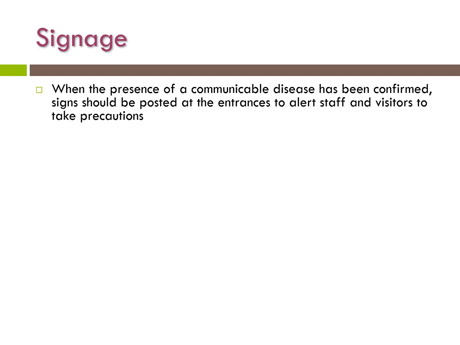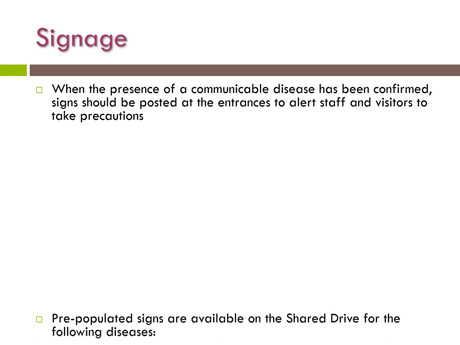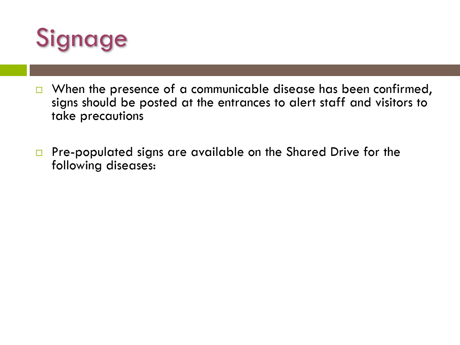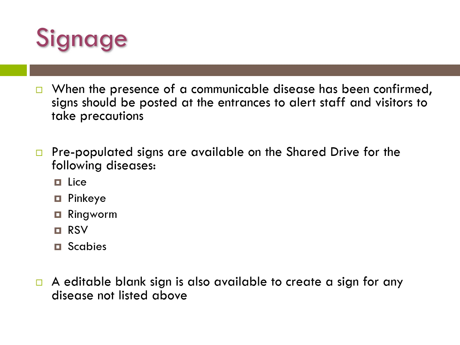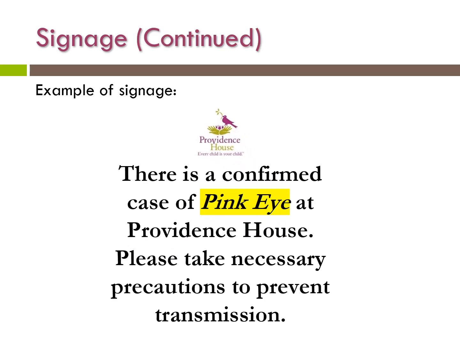Signage. When the presence of a communicable disease has been confirmed, signs should be posted at the entrances to alert staff and visitors to take precautions. Pre-populated signs are available on the shared drive for the following diseases: lice, pink eye, ringworm, RSV, and scabies. An editable blank sign is also available to create a sign for any disease not listed above. Here's an example of a sign that indicates there is a confirmed case of pink eye at Providence House and alerts others to take necessary precautions to prevent transmission.